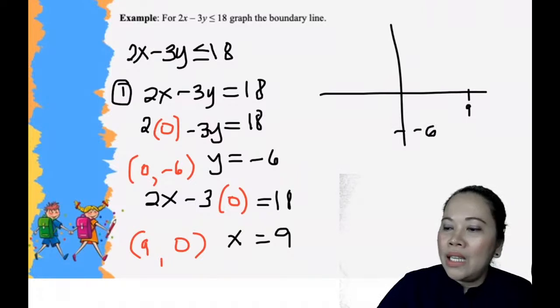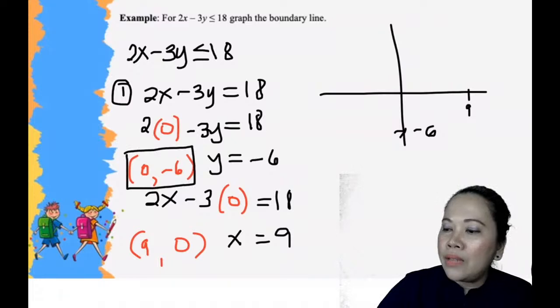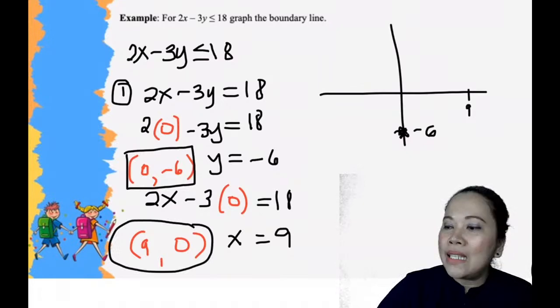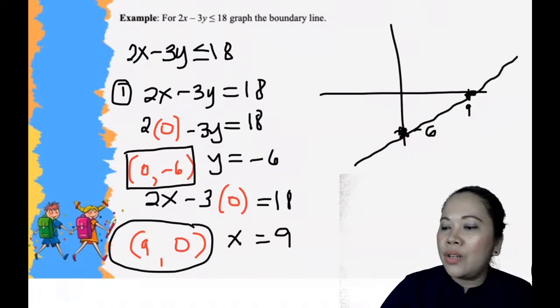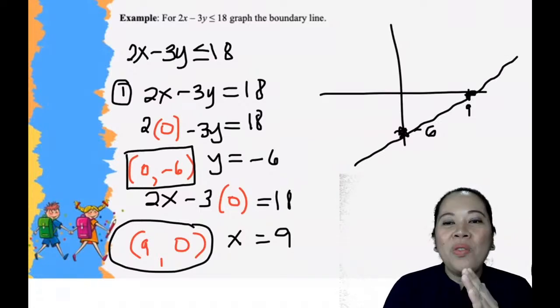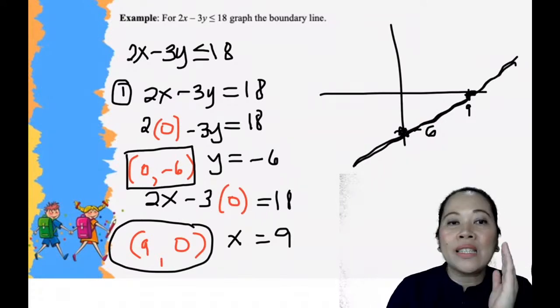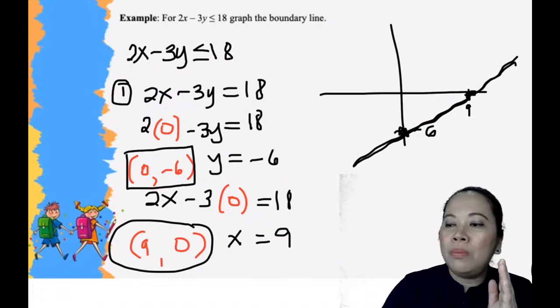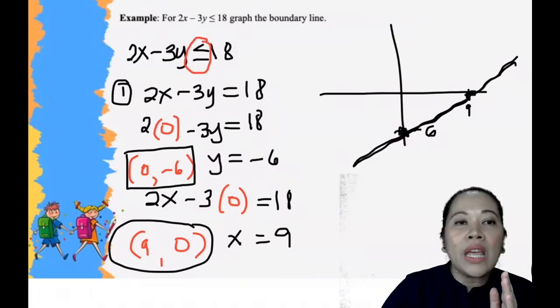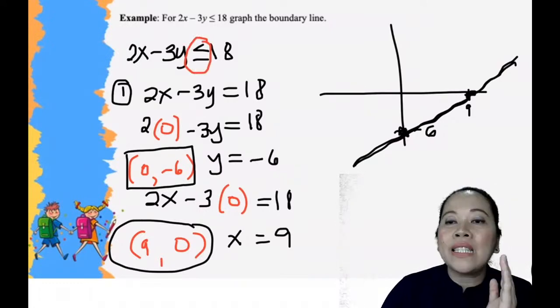All right? If my x is 0, my y is negative 6, so it's here. And if y is 0, my x is 9, so it's here. And then you draw the line. Sorry, it's crooked. Now, if you notice, my line is solid. My line here that has been drawn for you is a solid line. Why is it solid? Because of the inequality given, which is less than or equal to. So it is a solid line.